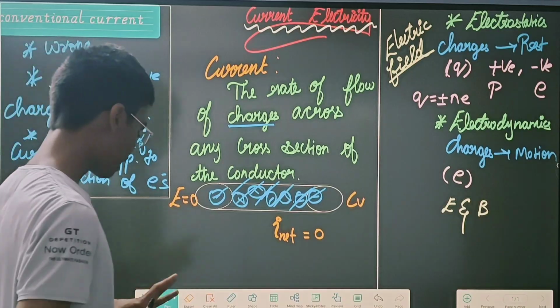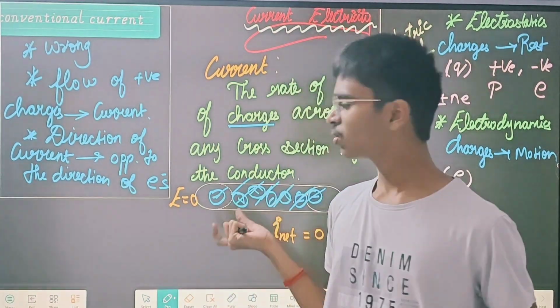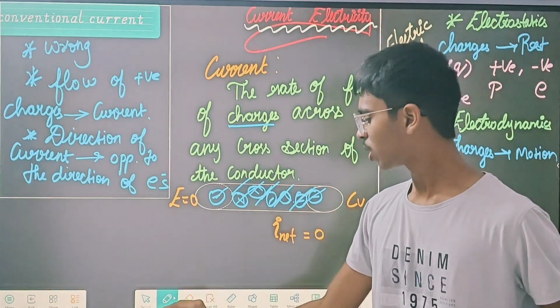Then what will happen if I give voltage to this particular conductor?